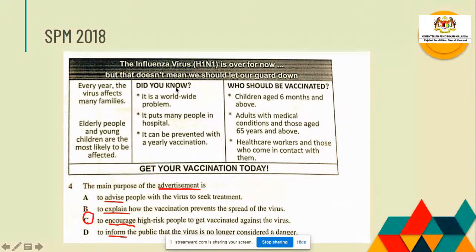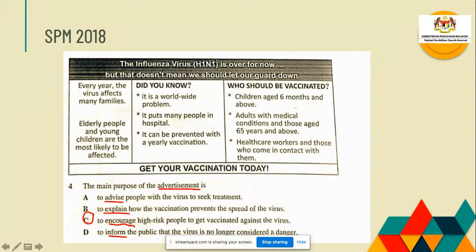Okay, did you know? Tahukah anda? It is a worldwide problem. Okay, masalah H1N1 ni bukan masalah di Malaysia sahaja, sama macam COVID, masalah seluruh dunia, masalah global. Okay, it puts many people in hospital. True, it can be prevented with a yearly vaccination. Kalau H1N1 ni dah ada vaksin, COVID ni kita belum tahu kan?